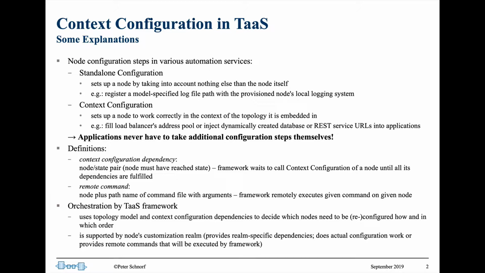Let's look at some definitions that will be needed to understand the inner workings of context configuration in TaaS. First, there are so-called context configuration dependencies. Such a dependency implies that a certain node must have reached a certain state, where that state represents the successful execution of a step in an automation service. Context configuration of a node can only be started when all the node's dependencies are fulfilled. We will look at some examples of such dependencies soon.